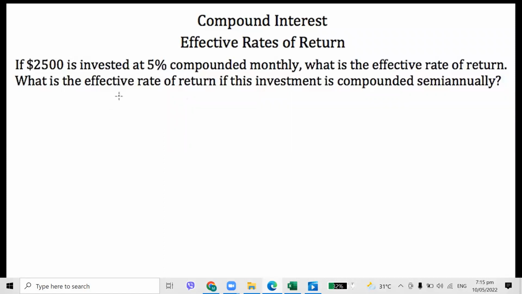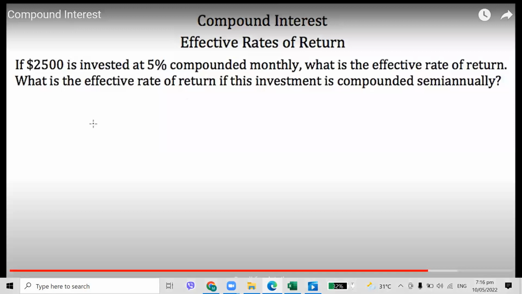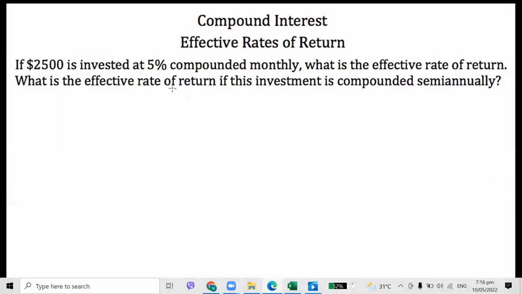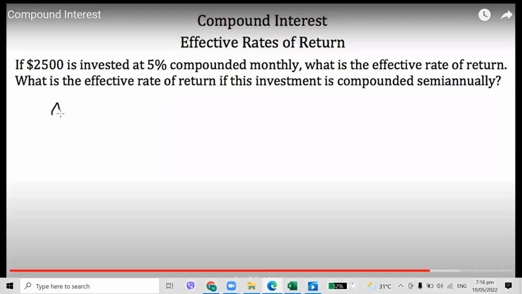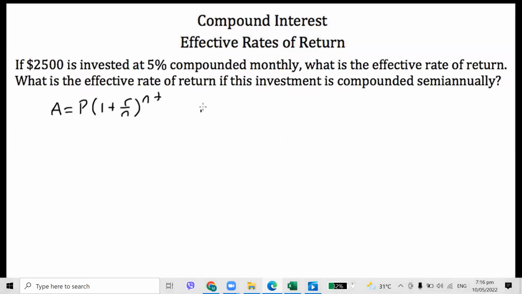Well, first let's find out how much interest we would earn in 1 year if we invest this $2,500 at 5% compounded monthly. So we're going to use our compound interest formula. A is equal to P times 1 plus r over n to the nt power. Here n is equal to 12 because we're compounding monthly. r is equal to 0.05, 5%. P, our principal, is $2,500. So we have everything we need to calculate our final amount.